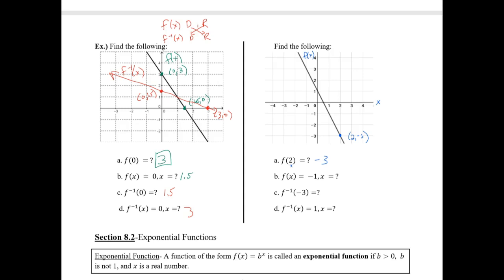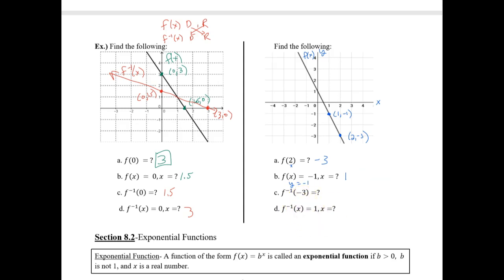Part B wants to know when y equals -1, what's x? Remember, f of x is the same thing as y. So on the y-axis, we go down to -1. We figure out what's going on there, and that is the point (1, -1). So when y is -1, x is positive 1.